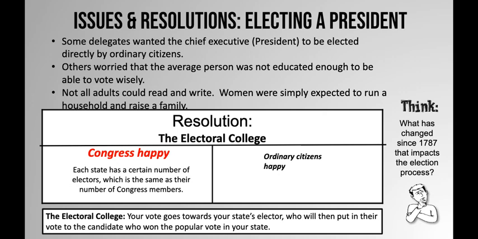So how did they resolve this? They resolved it through the Electoral College. What that means is that when people vote, your vote goes toward your state elector, who then puts in their vote to the candidate who won the popular vote in your state. So there's so many electors for each state. And then what happens is we vote for who we want to become president. And then those electors place the vote for us, like on our behalf.